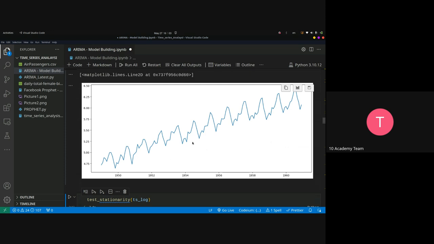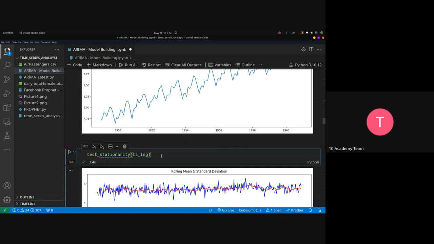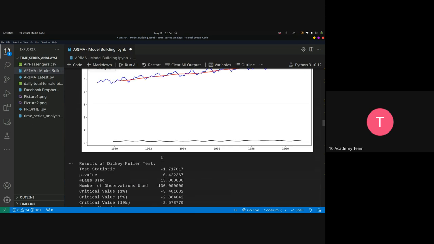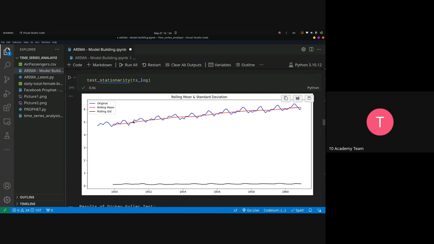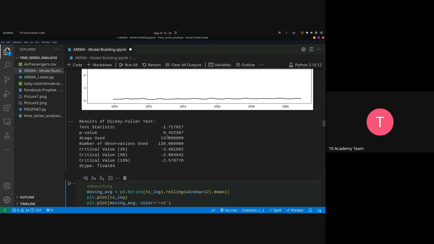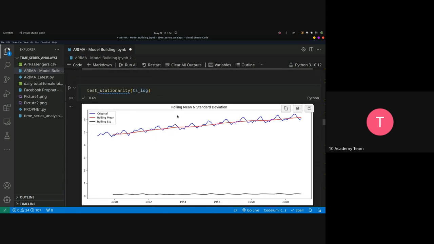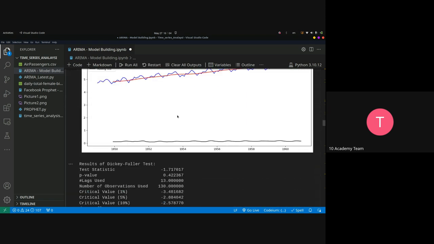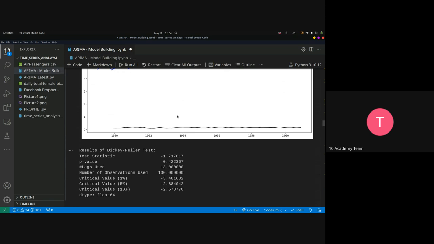this log, okay. So if we check the stationary thing, that means rolling mean and rolling standard deviation. As you can see, it's much better, but still it's not constant, right? The standard deviation is constant, but the rolling mean is still not constant. It's increasing. That's why this p-value is small, but it's still greater than the level of significance 0.05, which means it's still not stationary, right? We take the log, but still it's not stationary, which means we need to explore more.